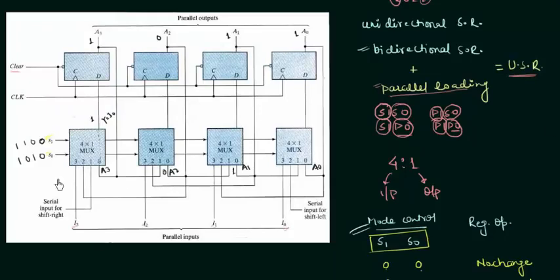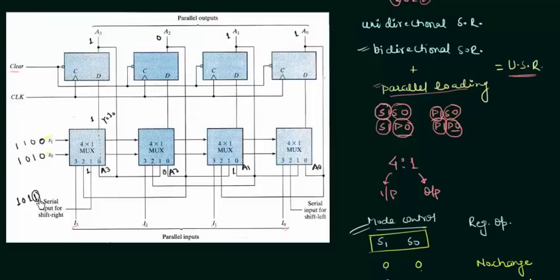So let's see. When S1 is 0 and S0 is 1, this input I1 is routed to the output for all the 4 multiplexers. I1 is connected to the output of the mux, and this I1 is serial input. Let's say if you want to store 1 0 1 1, then this 1 is here acting as our input I1. It is routed to the output, and this output is connected to the D.